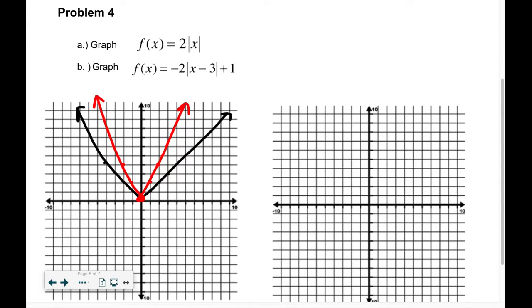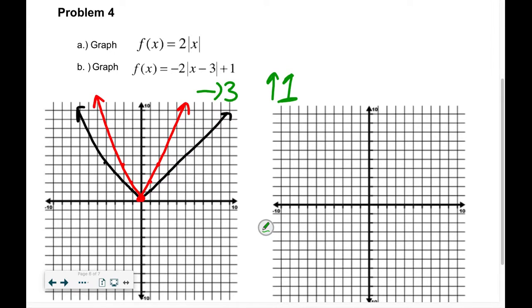All right, B. Our f of x is negative 2 times the absolute value of x minus 3, plus 1. So the 3 part, what's that going to do? Right 3. What's the plus 1 doing? Up 1. We'll make that a 1. And then what's that negative 2 doing?